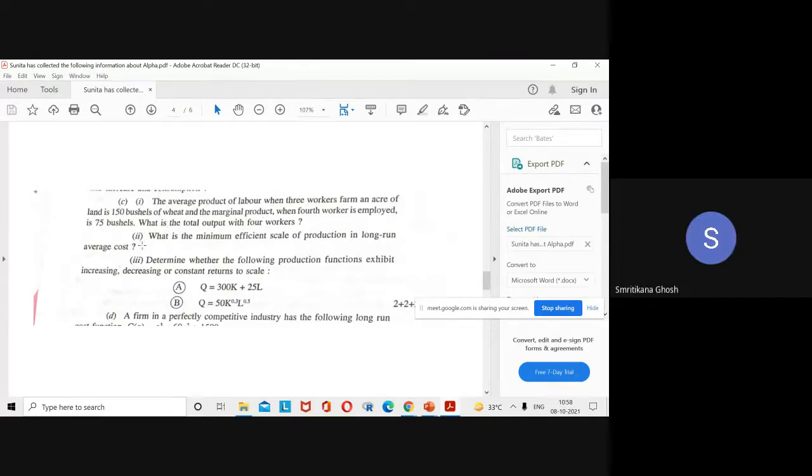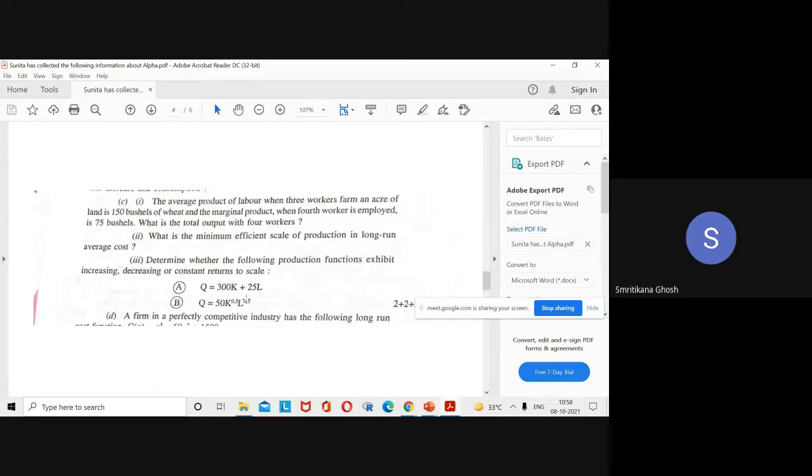Question 2 is not about cost. Question 3, C3. This part I have already said. If the straight line equation is there, then it's CRS. So obviously, the returns to scale for this production function is CRS.